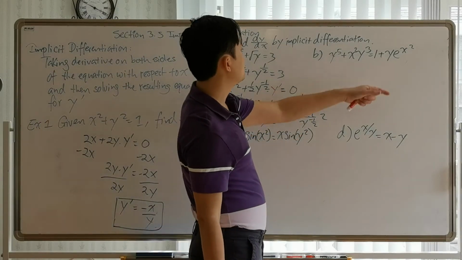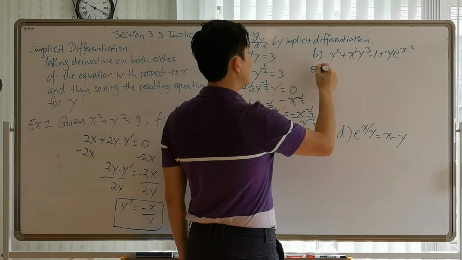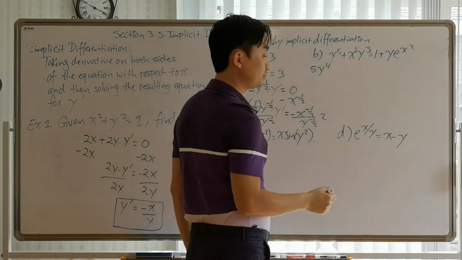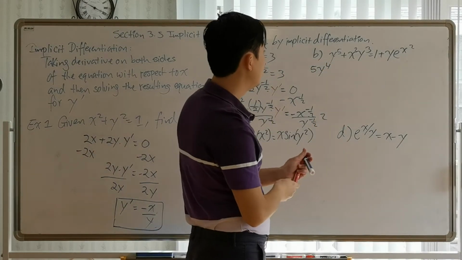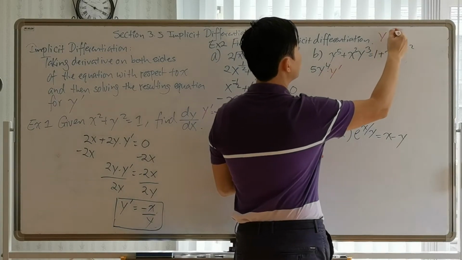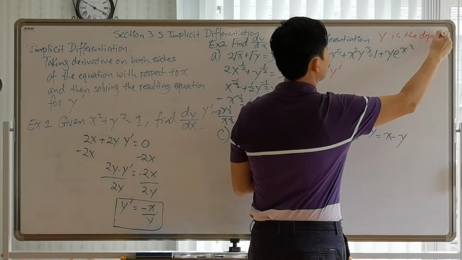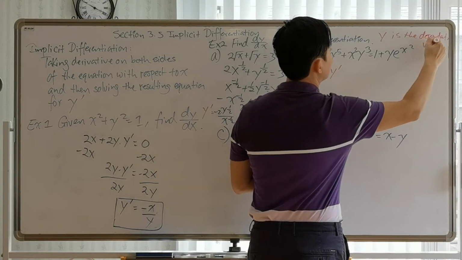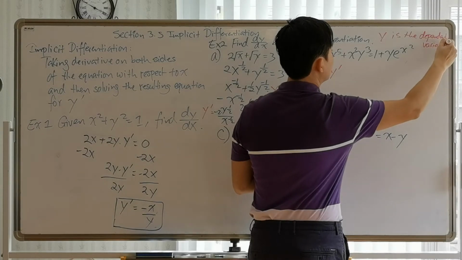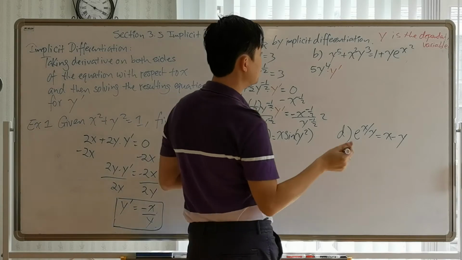Now what about this one? Similar: y to the power of 5 becomes y to the power of 4. Don't forget y prime, because y is called a dependent variable. Keep that in mind. Anytime you take the derivative, make sure you put in y prime for that y term.